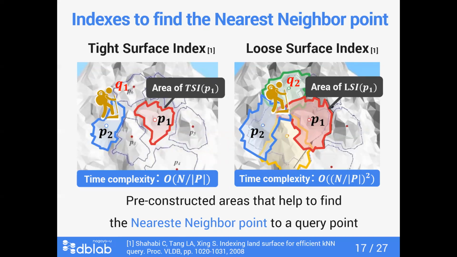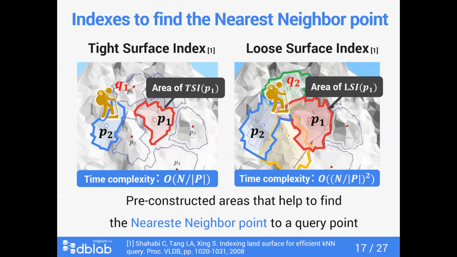We create the tight or loose surface indexes in the database, and they can retrieve the nearest neighbor points on TINs based on a query. These two indexes are a set of boundaries, and they enable exact and fast responses to the surface nearest neighbor queries. The tight surface index on the left does not cover the entire TIN, but it's tighter.